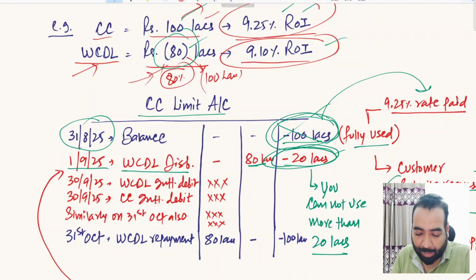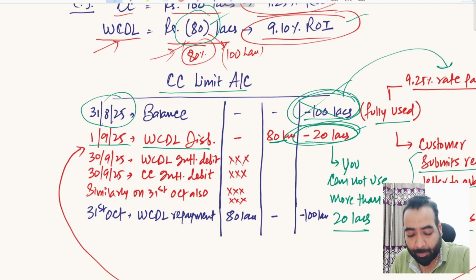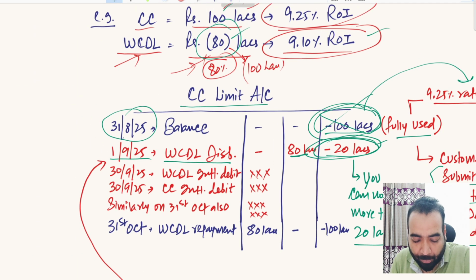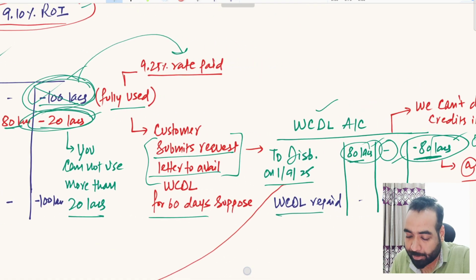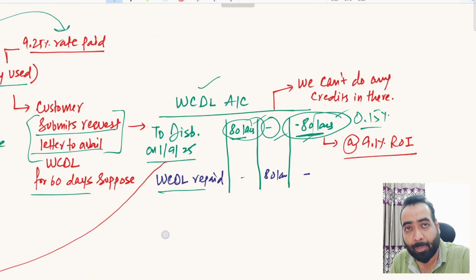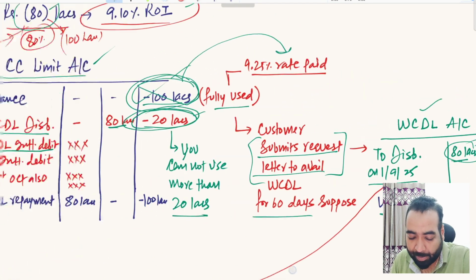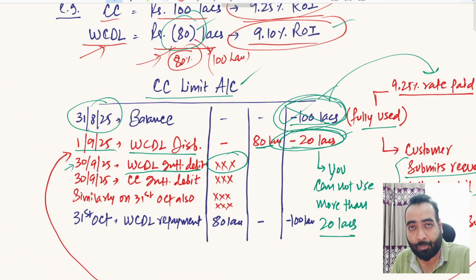Suppose I am simplifying the example. On 1st September WCDL is disbursed, and now what will happen on 30th September? You will be charged interest on WCDL in your CC account only. That interest at 9.1% on 80 lakh rupees will be charged in the CC account, right? And a separate interest will be charged for the 20 lakh rupees limit also on 30th September. So two interests will be charged in the CC account on 30th September.